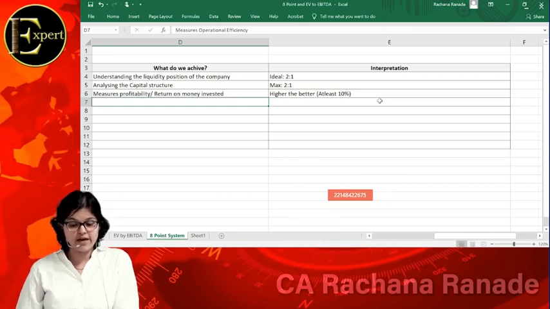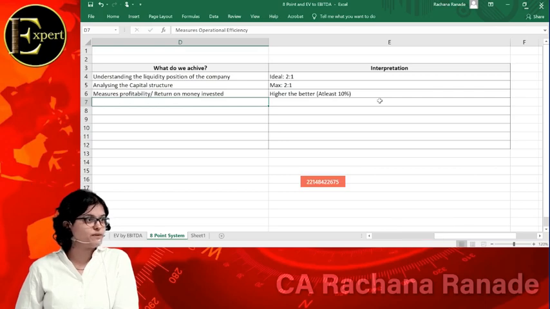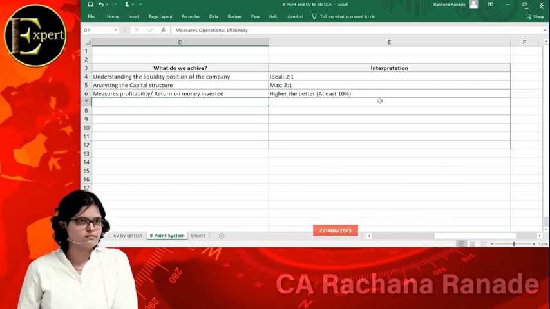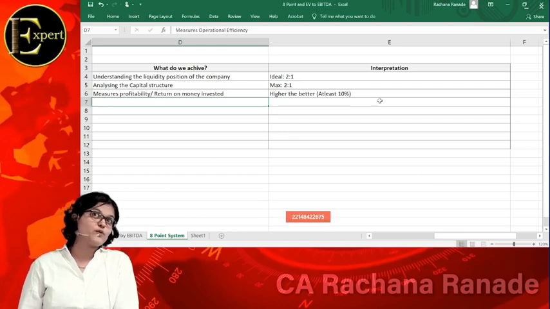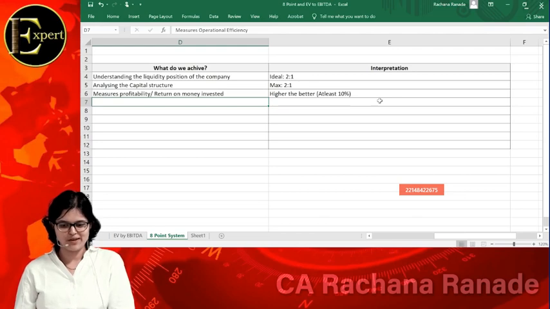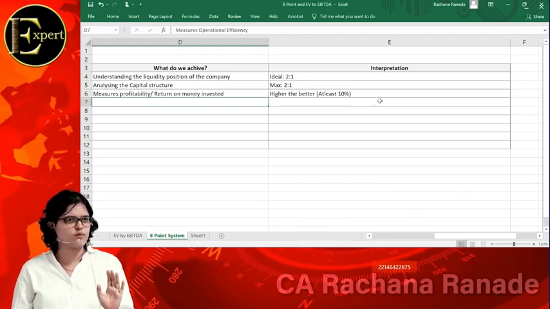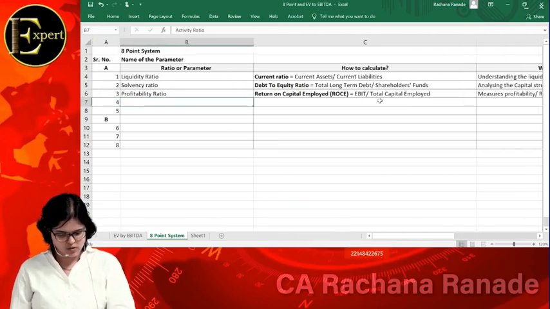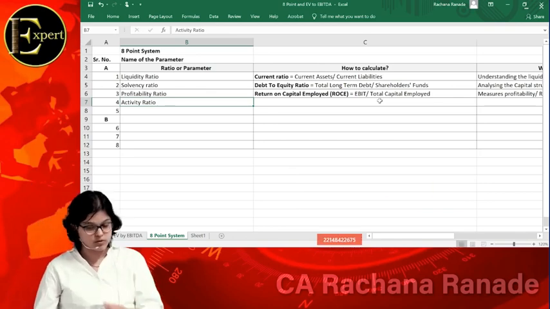No, this is very pessimistic, absolutely pessimistic. Even if you are not getting 10%, then don't even look at it. Ideally, you should be getting 20-25. Agreed. Then it will be fun. But this is the most pessimistic point I'm talking about. Okay, next one, activity ratio.